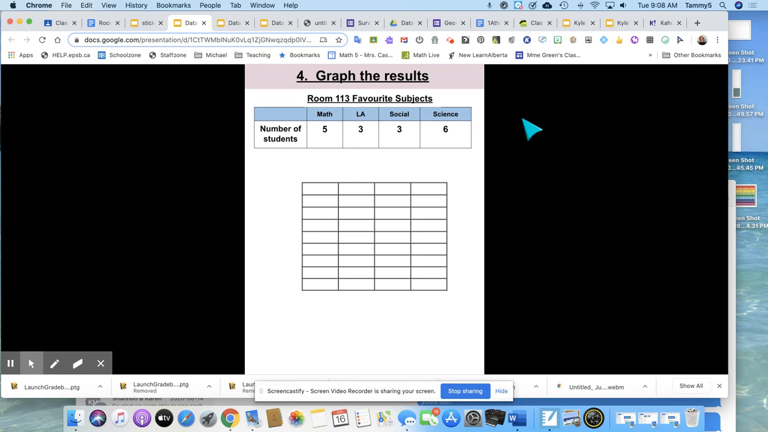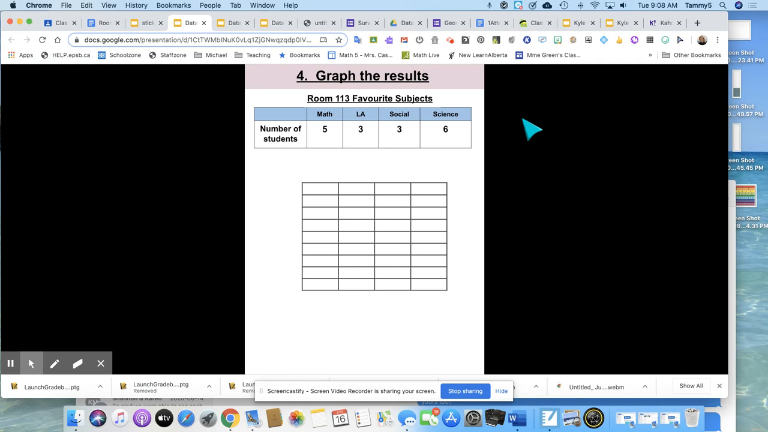Step 4 then is to graph your results. So let's pretend that 5 people said math was their favorite, 3 said LA was their favorite, 3 people said social studies was their favorite, and 6 people said that science was their favorite subject.